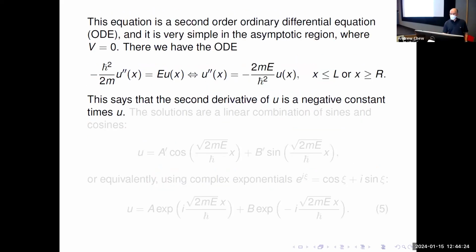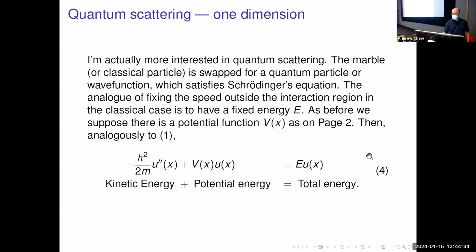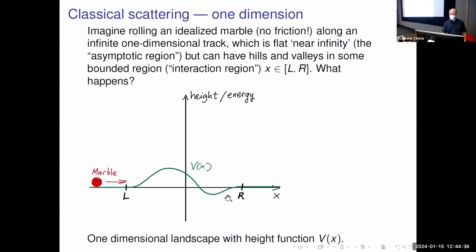And well, we can analyze this. First of all, we look at the simple regions, the asymptotic regions, where V is 0. I'm thinking of V as looking as it did before. So think of V as some sort of function like this. It's one dimension, and it's non-zero except on some interval LR.